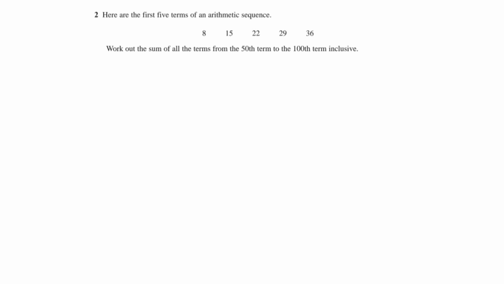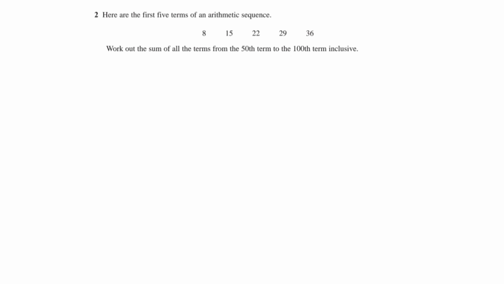Here's another question, question number 2. Here are the first 5 terms for the arithmetic sequence: 8, 15, 22, 29 and 36. Work out the sum of the terms from the 50th term to the 100th term inclusive.